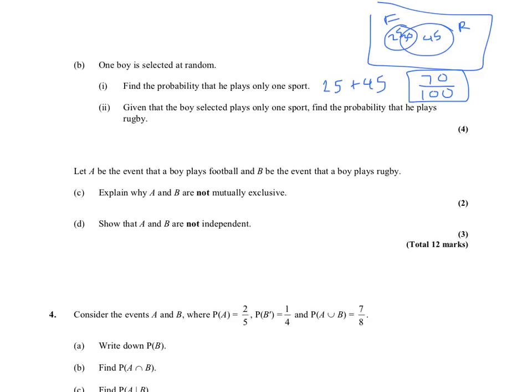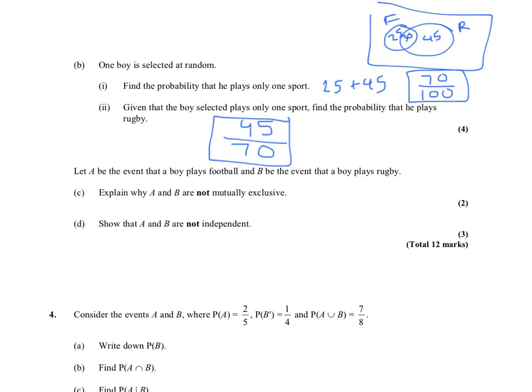Then it says, given that the boy selected plays only one sport, okay, so there's 70 that play only one sport, find the probability that he plays rugby. Well, out of the 70 that play only one sport, 45 of those play rugby. Now, could I have used that conditional probability formula? Absolutely. But sometimes it's easy to just reason it out, okay? Take the given part as your denominator and then figure out of those people how many, in this example, play rugby. Okay, so sometimes it's easier to reason it out than use the formula.